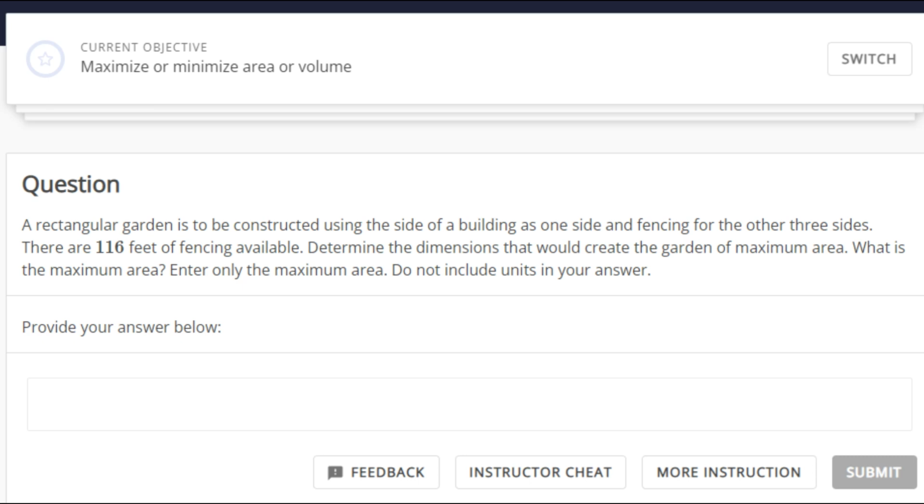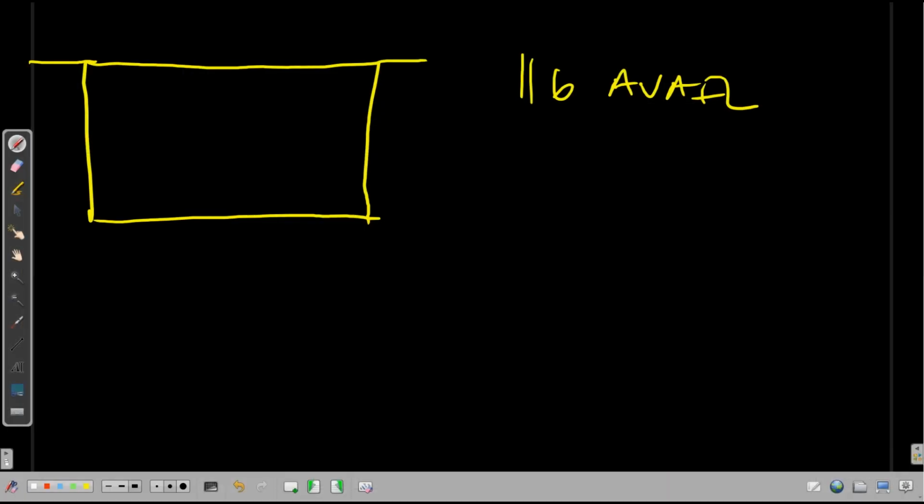So let's see. Here we have a rectangular garden, all right. So what I'm going to do is draw a picture of a rectangle. Okay, we have a rectangular garden constructed using the side of a building as one side and fencing on the other three sides. Okay, there are 116 feet available. Determine the dimensions that would create the garden of maximum area. What is the maximum area? Enter only the maximum area.